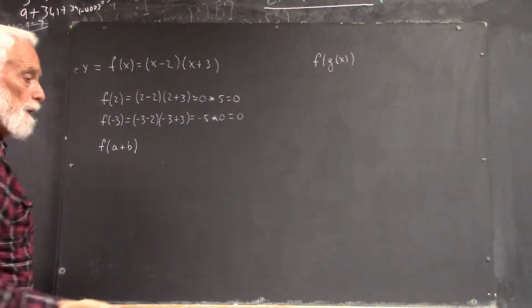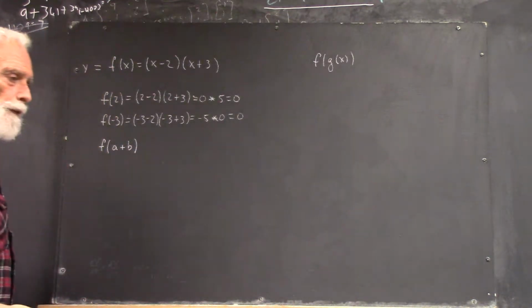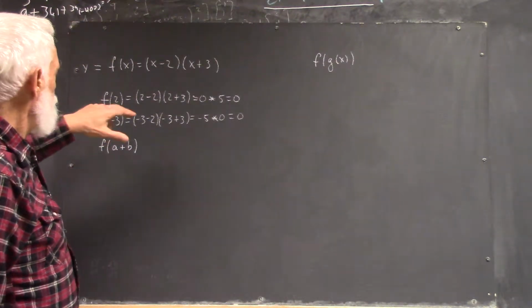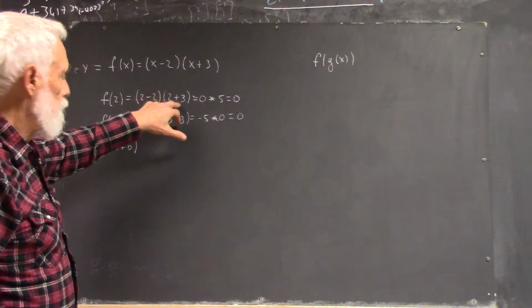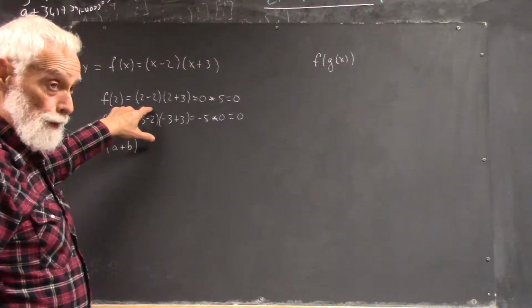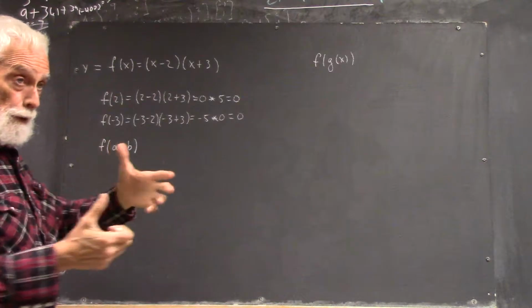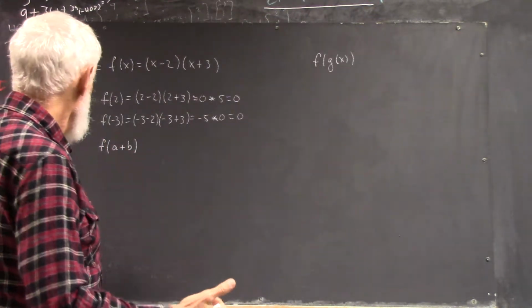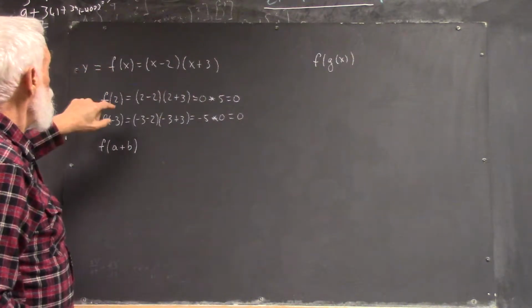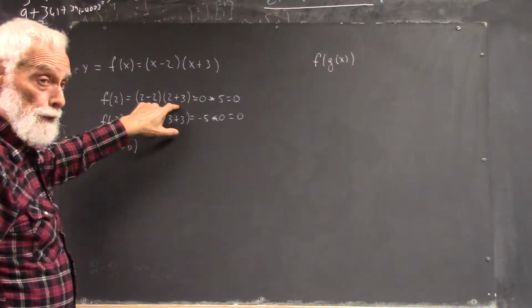f of a plus b. What's f of a plus b? Well, let's go back a minute and think about what we did when we said f of 2 was 2 minus 2 times 2 plus 3 equals 0. This is something everybody should understand, but let's be really careful. How do we know that f of 2 equals this?